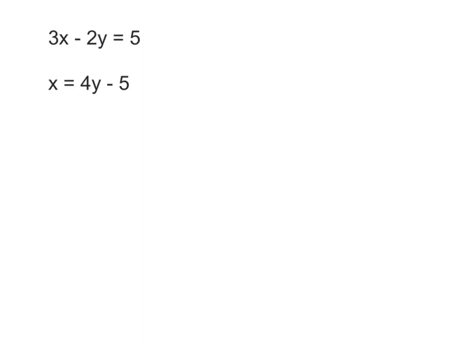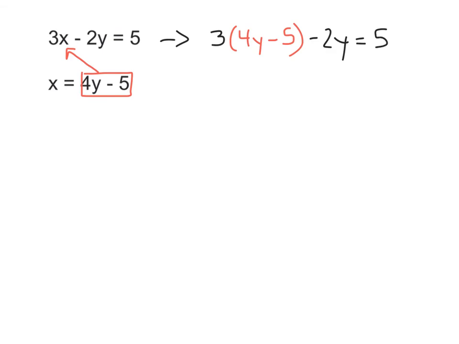Okay, so one more example. This time we do still have an equation that's in x equals or y equals form. This time it's x equals, so be careful that you're always paying attention to what variable that is. So I'm going to put a rectangle around 4y minus 5, and I know that I can put that anywhere I see an x, which is right there. I'm going to rewrite this equation exactly how it looks. So 3, but instead of an x, we're going to put 4y minus 5, and then minus 2y equals 5.